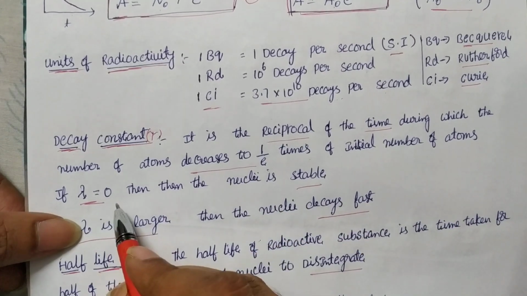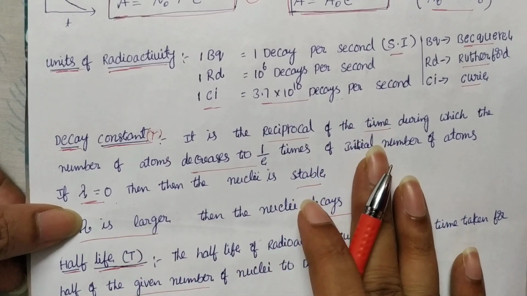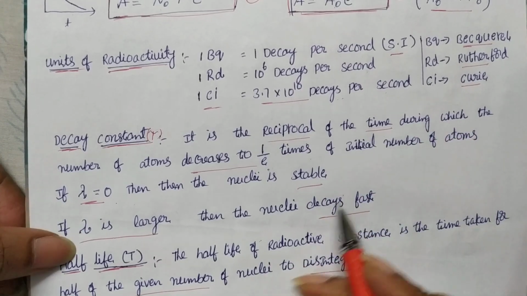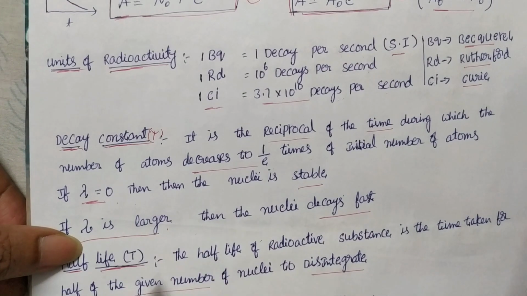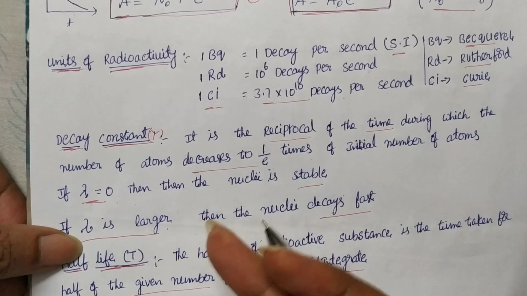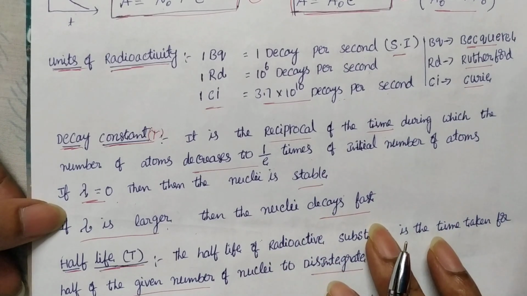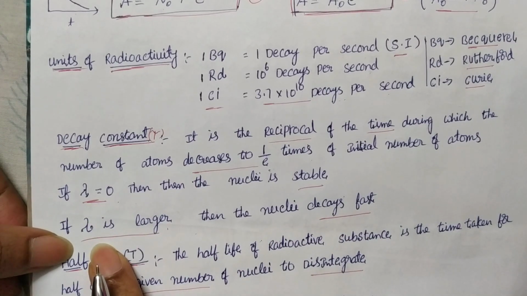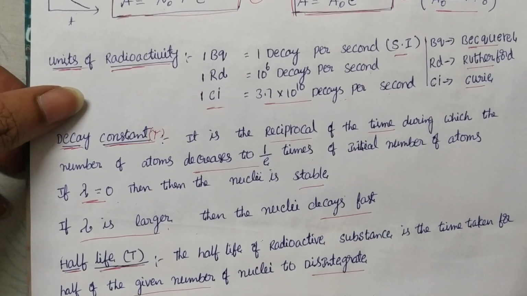If this value is 0, if the disintegration constant is 0, that nucleus is a very stable nucleus, meaning that nucleus is not converting to any other nucleus. If this value is larger, if lambda is big, then within a short time those nuclei are converted into other nuclei. Parent nuclei are converted into daughter nuclei within a short time. That is about the decay constant. 0 means stable and more means unstable. Unstable means they can convert into other nuclei with high speed.